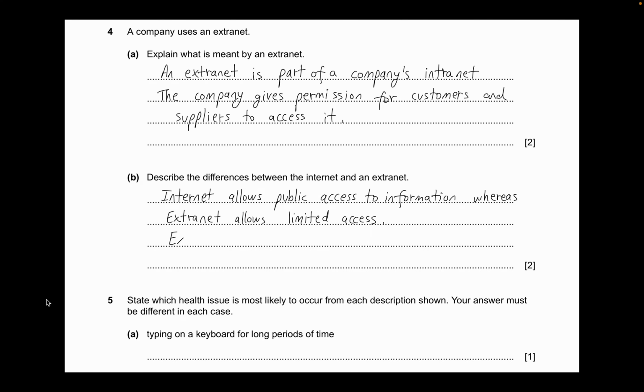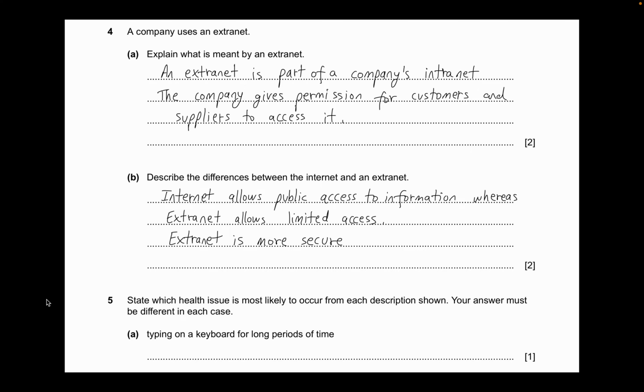And you can also mention that an extranet, since this is used by companies, like we have described in the first question, gives the companies permission for customers and suppliers to access it. So that means it's more restricted towards the company's permission levels, right? So you can mention that the extranet is more secure. That's because, like we said in the first question, it is part of the company's intranet. You can mention some other points for the differences between an internet and extranet.